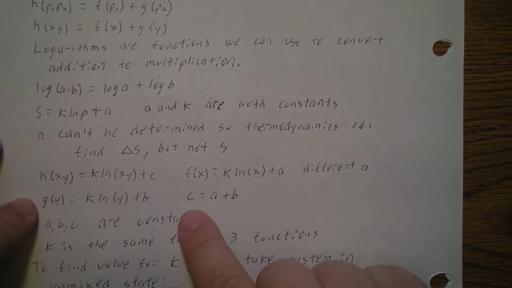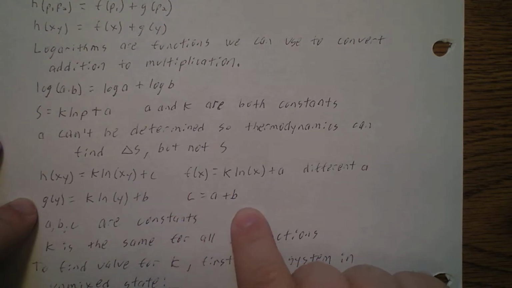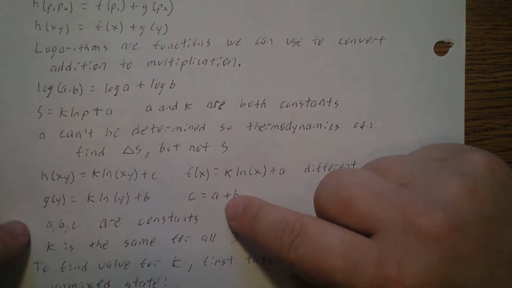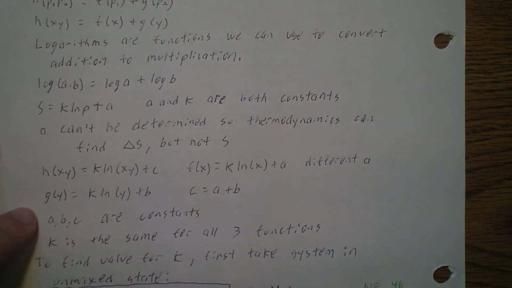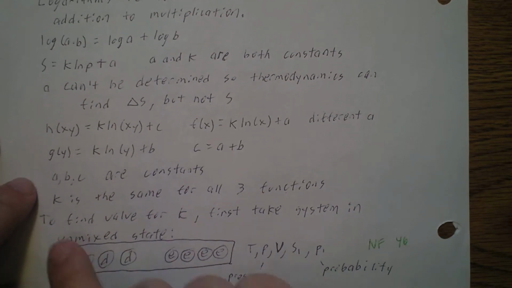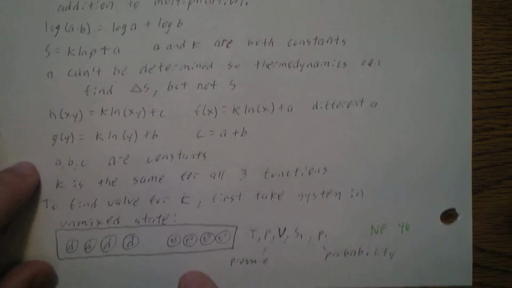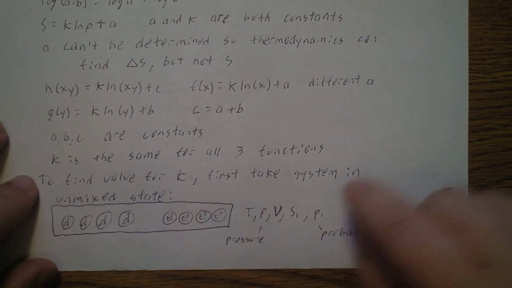And then we're going to just define another constant, c is equal to a plus b. Now this is just a totally new and arbitrary constant for now. It's not the speed of light or anything like that. So a, b, and c, these are just constants we need to figure out. Same with k. This is the same for all three functions though. So what we need to do is find a value for k.